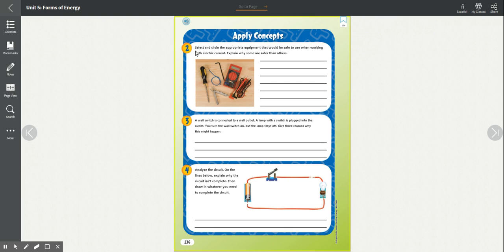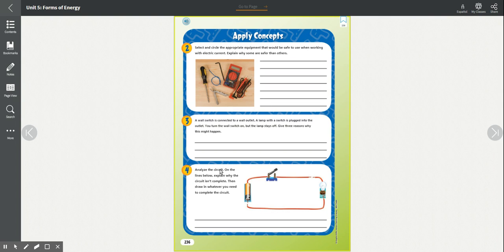Apply concepts. Select and circle the appropriate equipment that would be safe to use when working with electrical current. Explain why some are safer than others. You do that here. Number 3, a wall switch is connected to a wall outlet. A lamp with a switch is plugged into the outlet. You turn the wall switch on, but the lamp stays off. Give 3 reasons why this might happen.